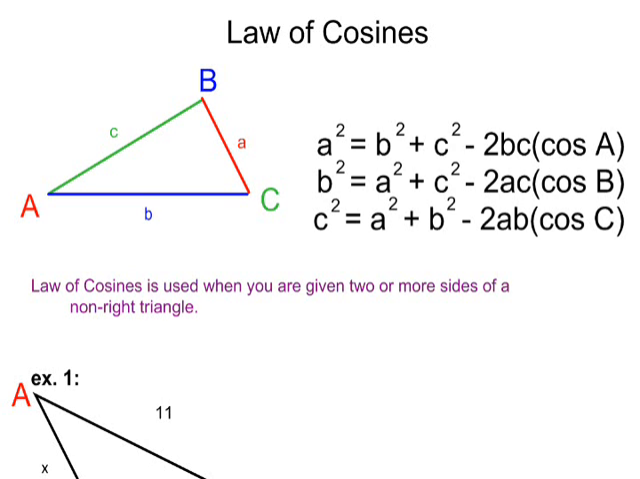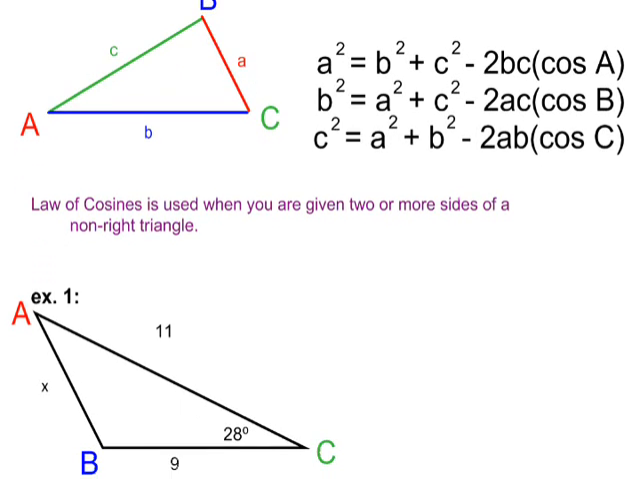And I know it looks messy and complicated now, but we will only be using one of these depending upon the information that is given to us. So we won't have to use all three in a single problem. The law of cosines is useful when we're given two or more sides, whereas the law of sines is useful when you're given two angles. So let's take a look at our first example here.